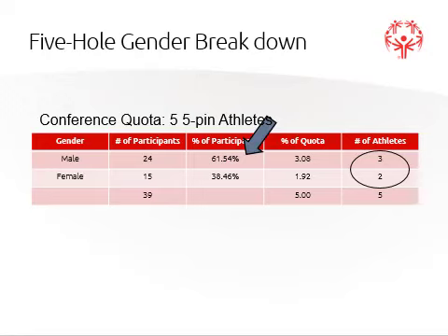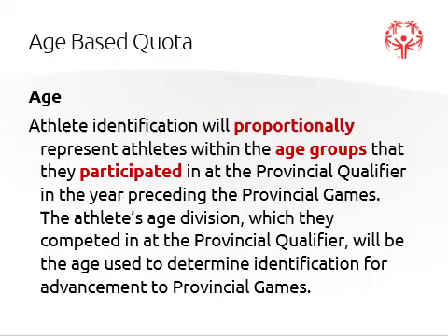When we look at the gender breakdown of the 5-hole conference, we see that 24 of the 29 athletes were male, which means that 61.54% of the advancing athletes should be male. When you do the math, that means that 3 males and 2 females will advance from this conference.